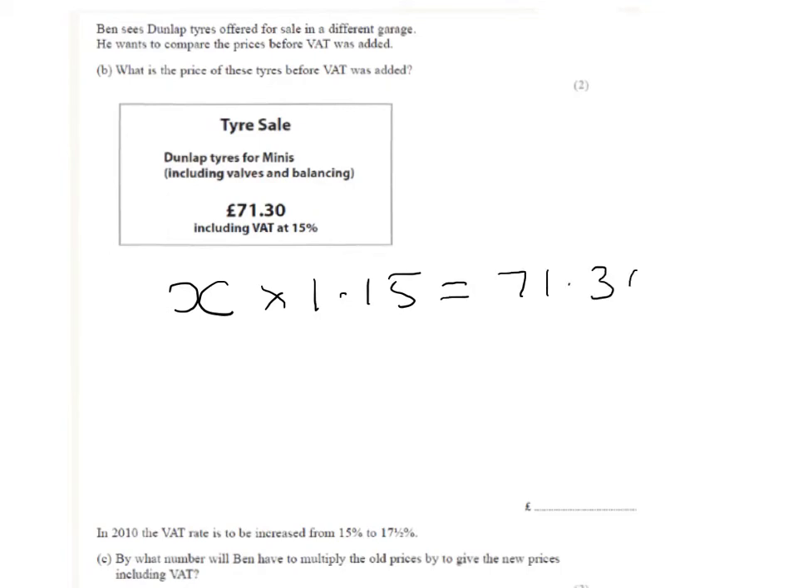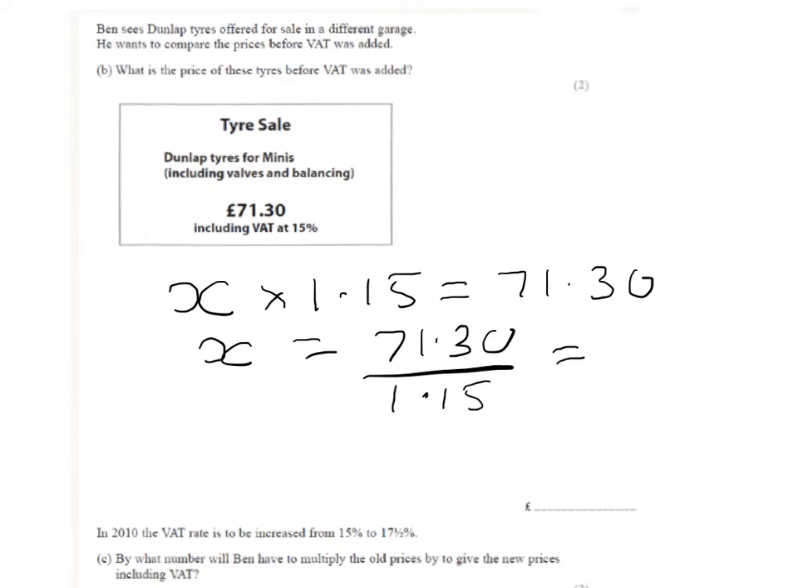Okay, so this time we know what we end up with, we know what the percentage that was added, but we don't know what we started with. So to get the answer here then, you have to solve this equation. So x will be £71.30 divided by 1.15. And notice that will give you a smaller answer, which is what we need, which is £62.